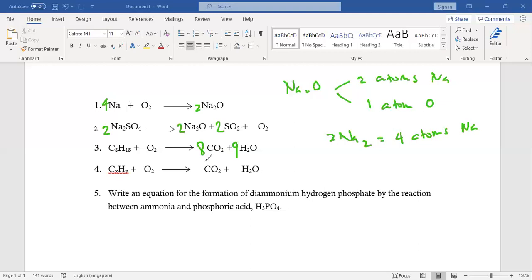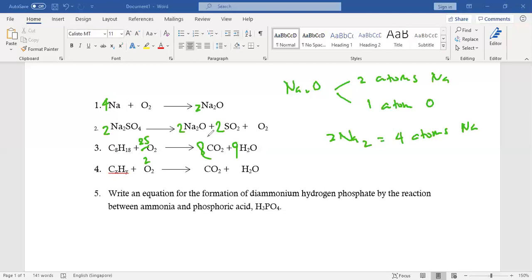Yeah, so the number of oxygen is actually 16 plus 9. So this is 25. All right, so this one will be 25 over 2. Okay, so 25 over 2 times 2 is actually 25.